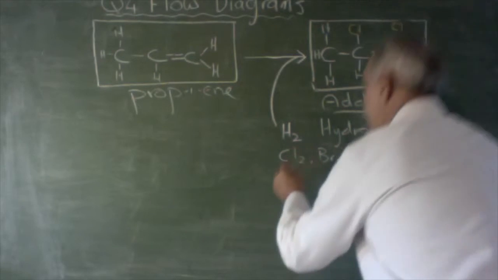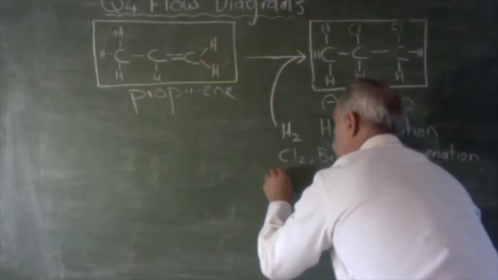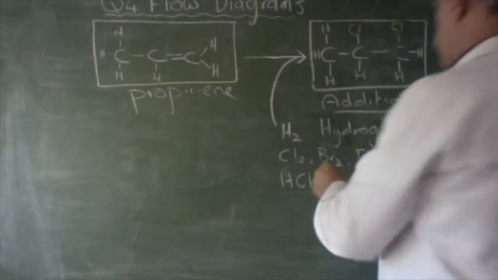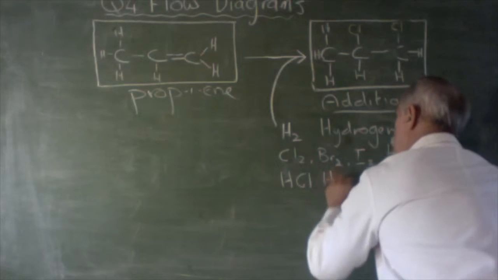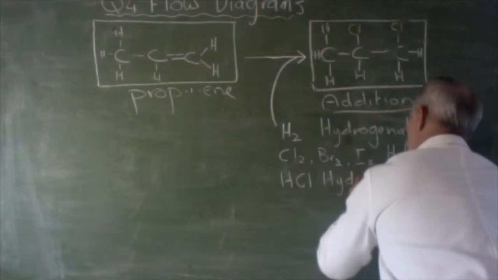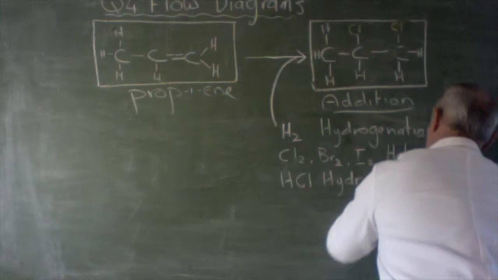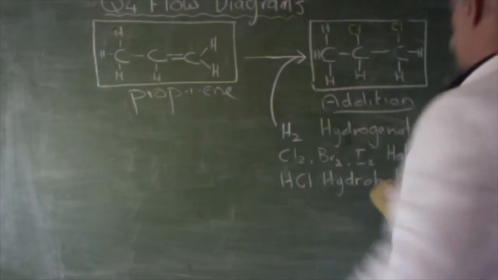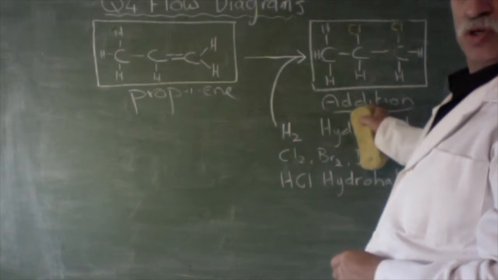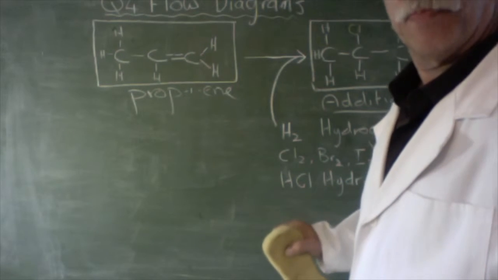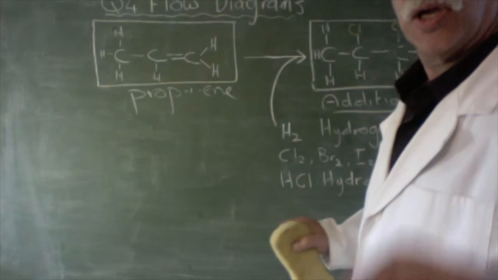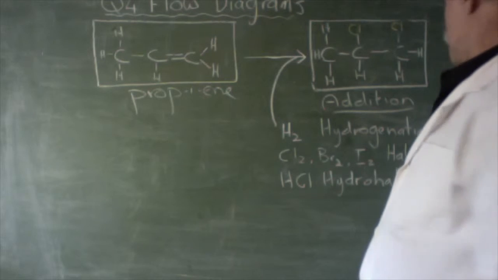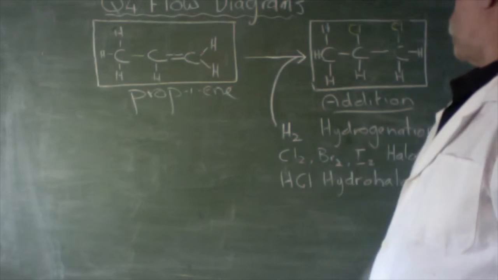Or what if we add, say, HCl, which is a combination of hydrogen and a halogen? Then we get hydrohalogenation. So it's still an addition reaction, but it is called hydrohalogenation, because it's got a hydrogen and a halogen.